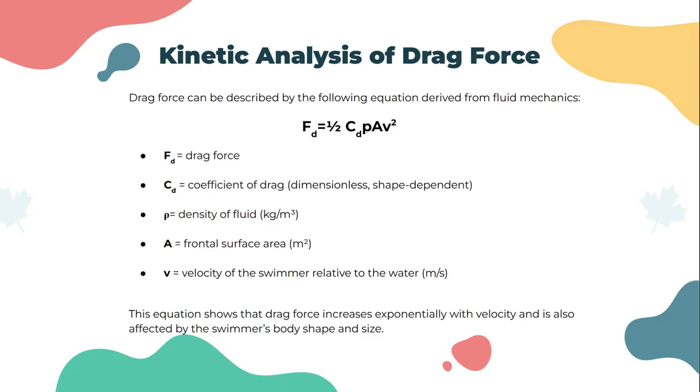So, from a kinetic standpoint, drag can be analyzed with the following equation, where F_D is the drag force, C_D is the drag coefficient, lowercase rho is the density of water, A is the frontal surface area, and V is the velocity. This equation shows that drag increases with the square of velocity, meaning if a swimmer doubles their speed, the drag increases 4 times. This exponential relationship highlights the importance of streamlining.